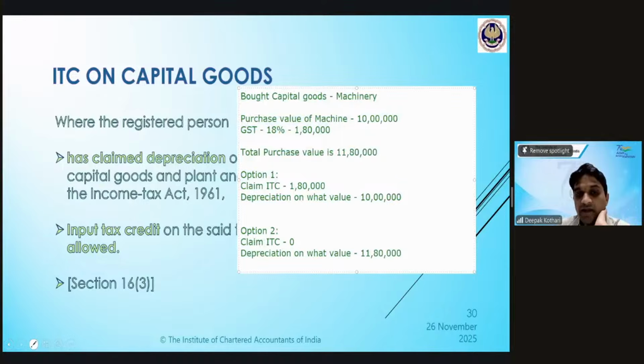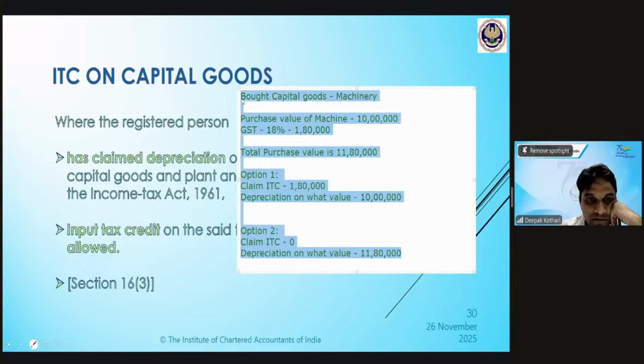Okay, so these are the two options what you have. No depreciation, no, not possible because income tax doesn't have that option of no depreciation. If you don't claim depreciation, you will not get any other benefit under GST. Say, claim ITC 1,80,000, depreciation if you claim zero, that's up to you. Clear, people? Good.